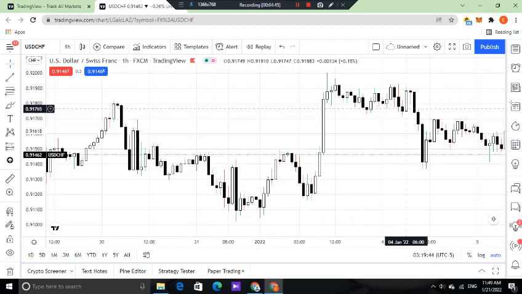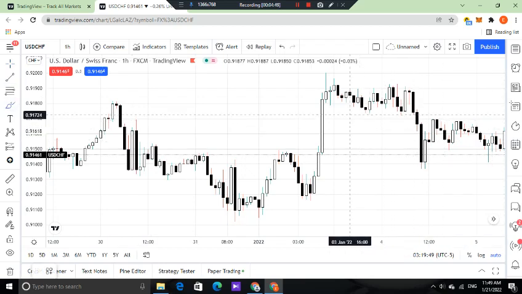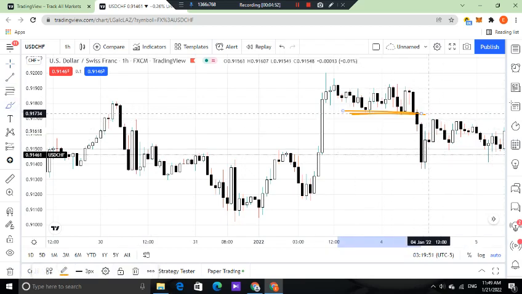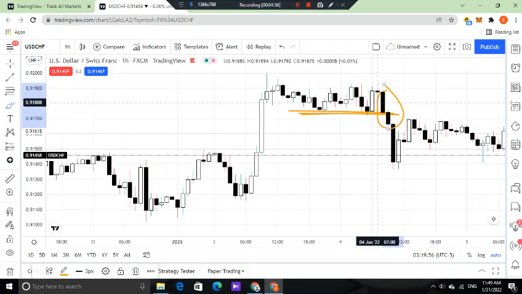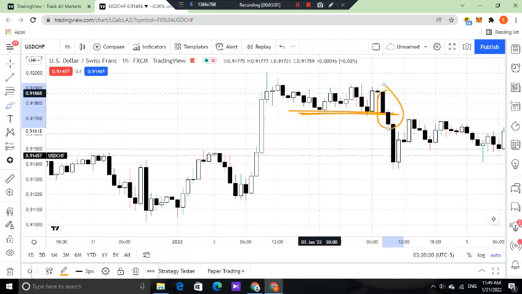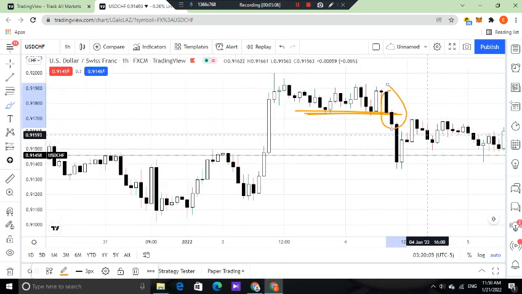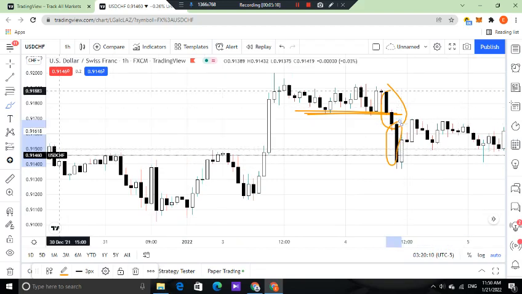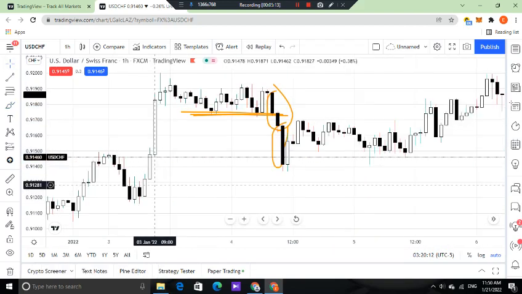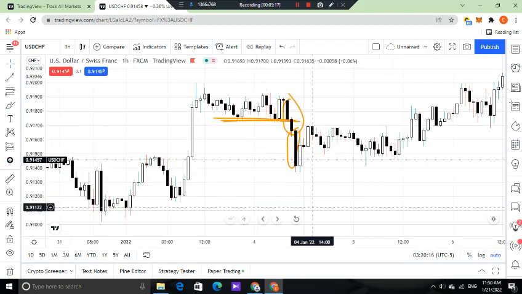Another example could be this one. Here we had this support area, but we have a breakout. We consider this as a measuring gap, but after that we had this reversal. This candle is exhaustion because we had this channel and then this trading range after that.